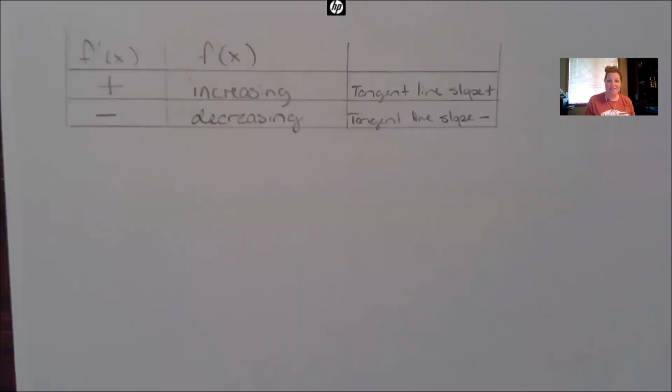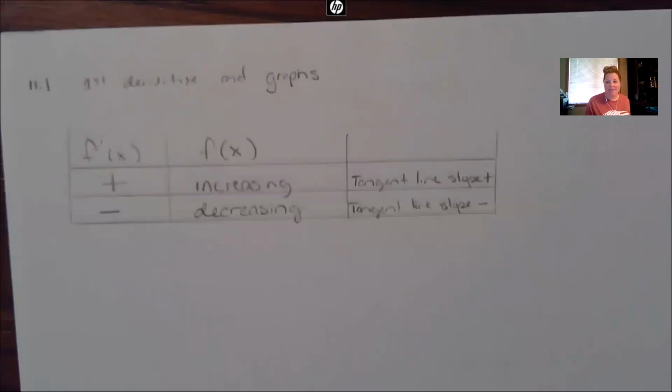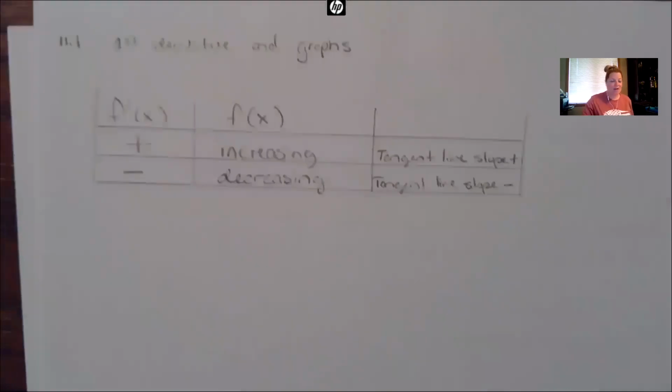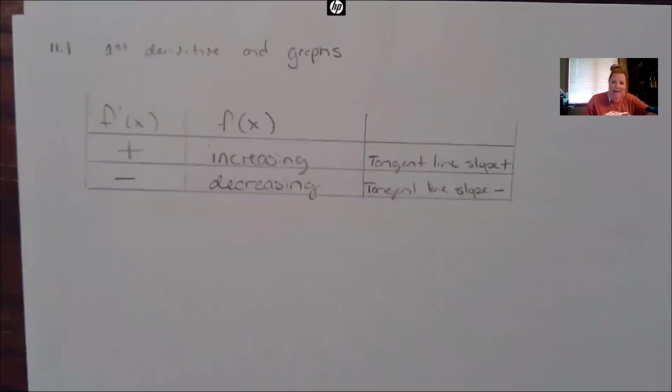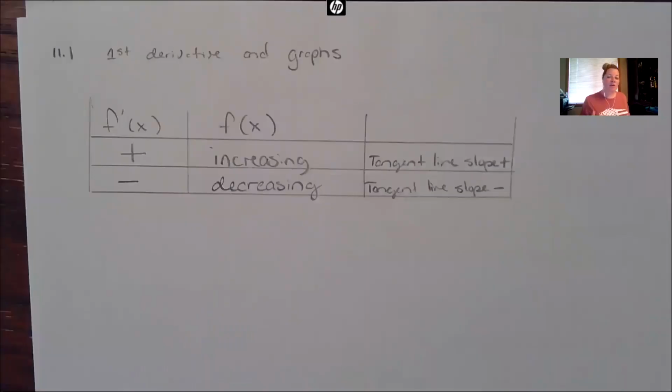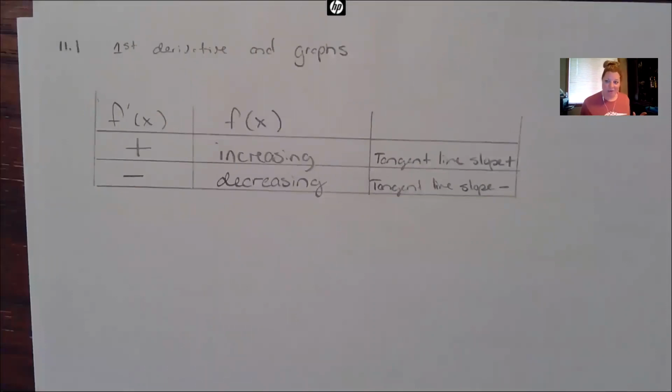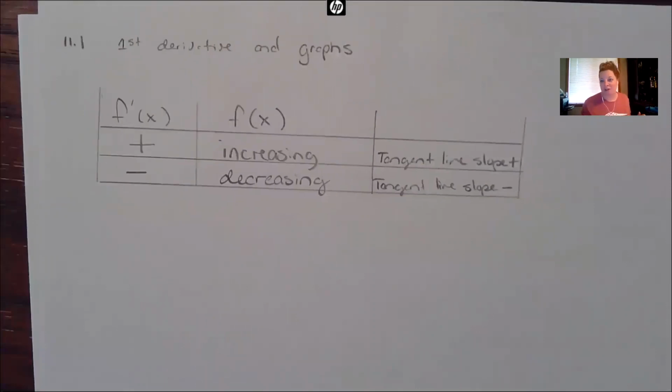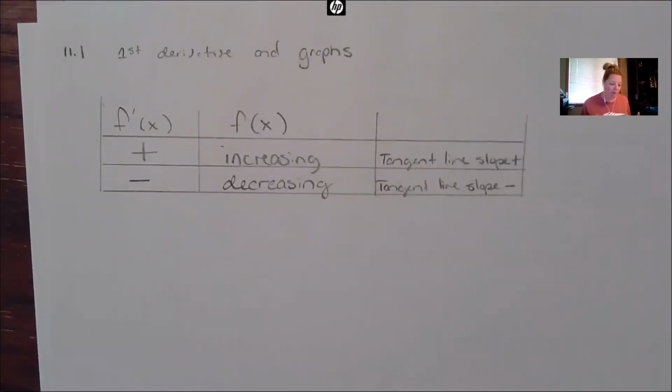Hi class, this video is going to help with 11.1, and what we're doing in this section is the first derivative and its graph. When I refer to the first derivative, I'm just referring to taking the derivative of your function. We've been doing that for a while, but what does it tell me about the graph of the original?